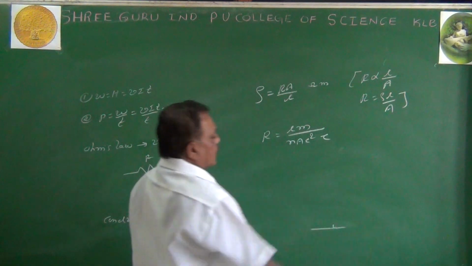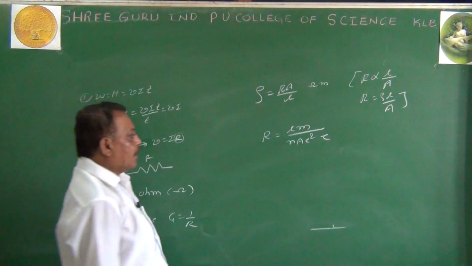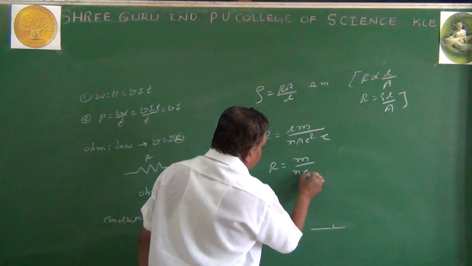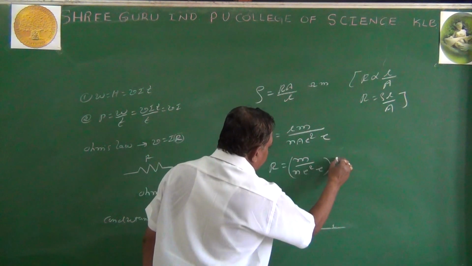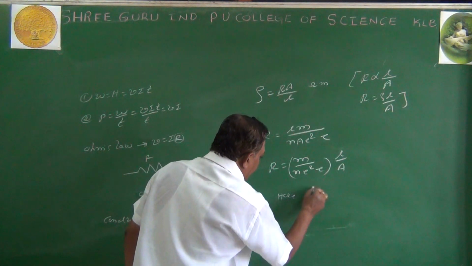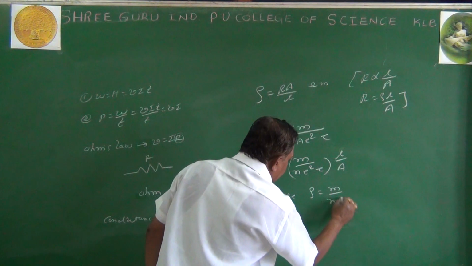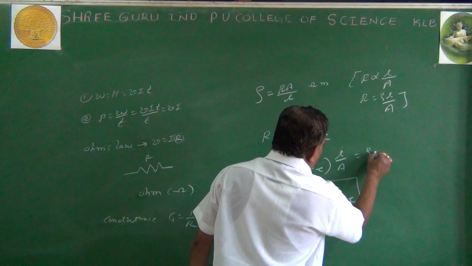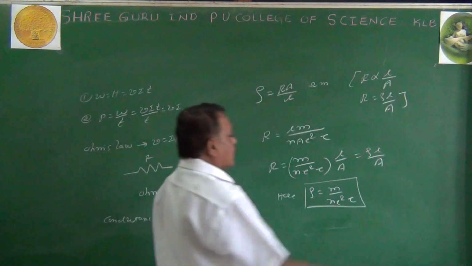Now this is my original equation. Then I separate the terms. m constant, n constant, e square constant, rho constant. What are the variable factors? L and A. Now these terms are here. Rho equals m divided by n e square tau term. Then this equation becomes what? Rho L by A. Now this is the equation.